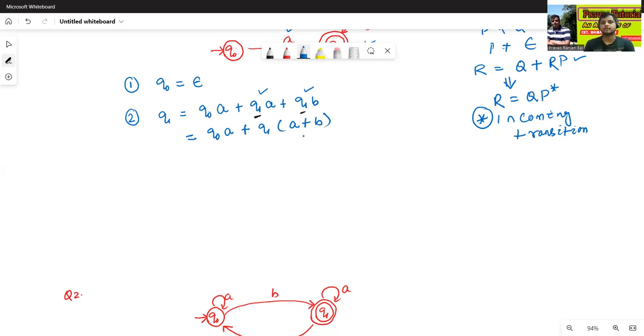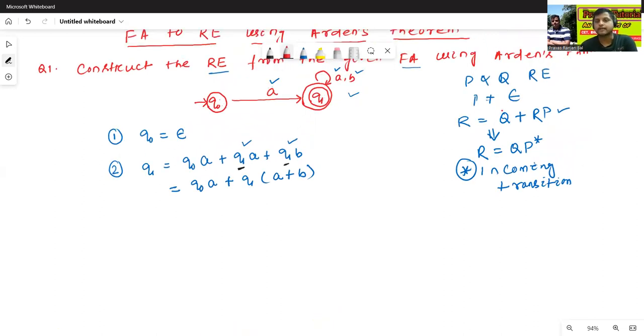Now we'll apply Arden's theorem. R equals Q plus RP, and the solution is R equals QP star. Here, R means Q1, Q means Q0A, and P means A plus B. So what is the solution? R equals QP star.